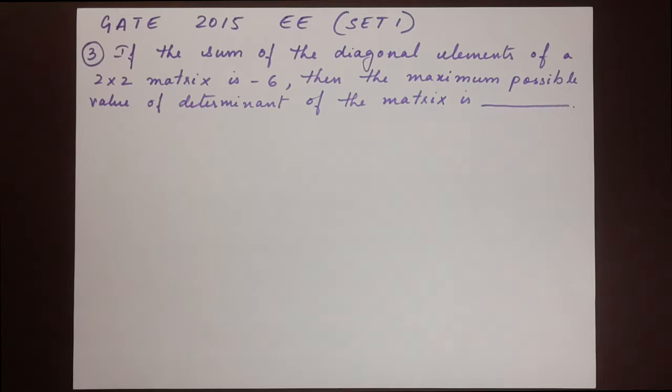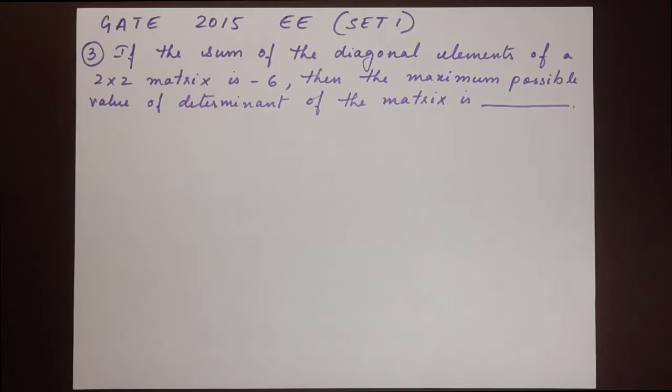Here's the next question, number 3. If the sum of the diagonal elements of a 2 by 2 matrix is -6, then the maximum possible value of determinant of the matrix is dash. Okay, so this is not a multiple choice question.